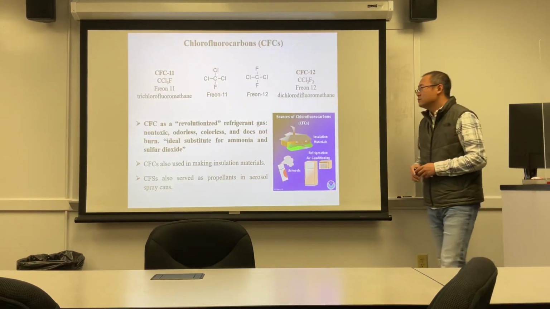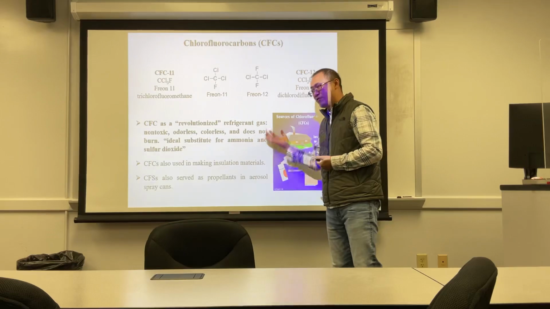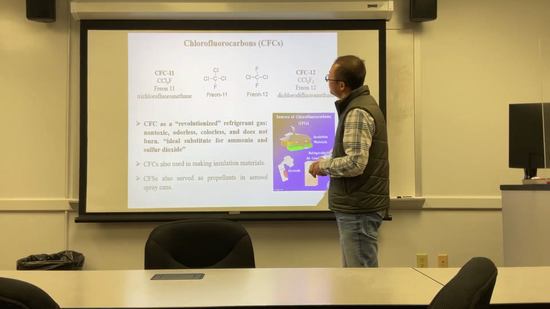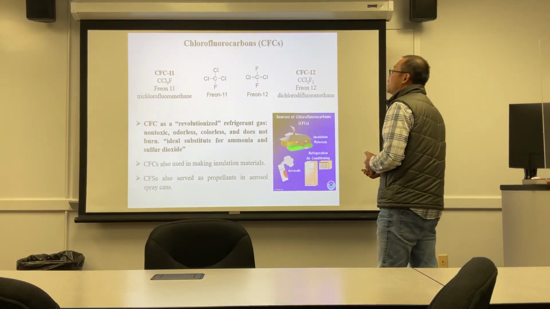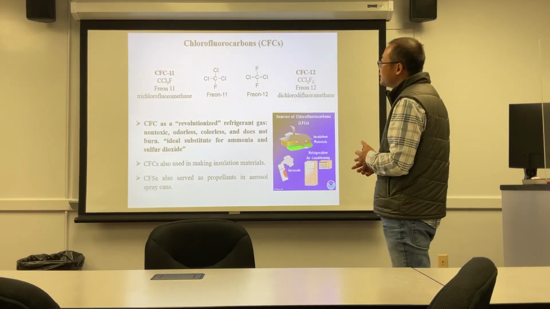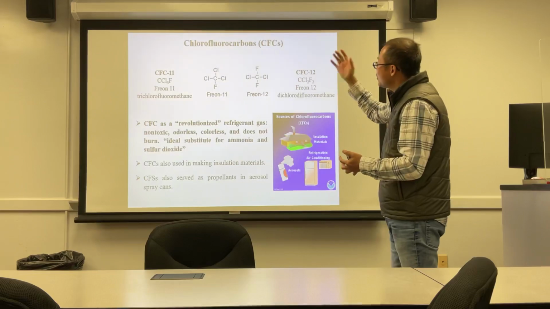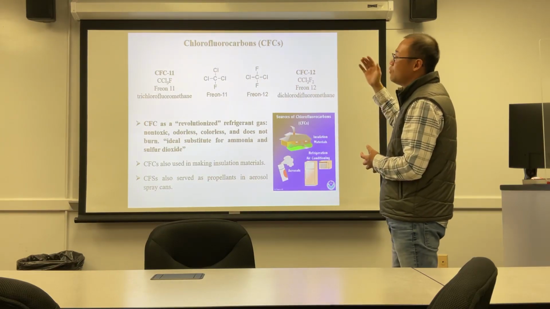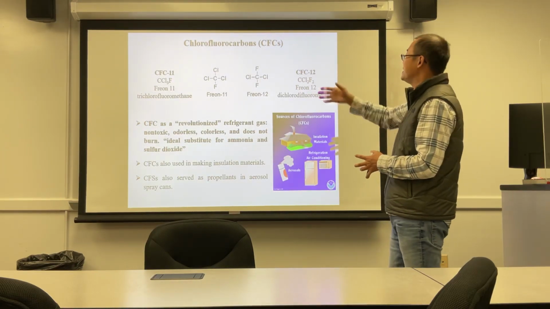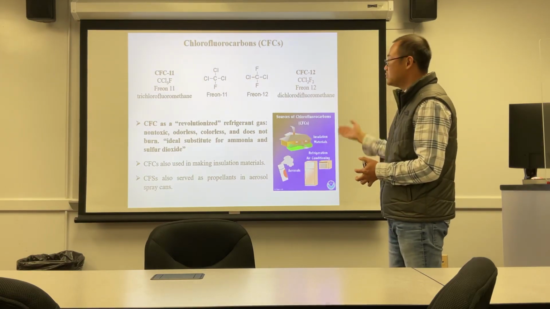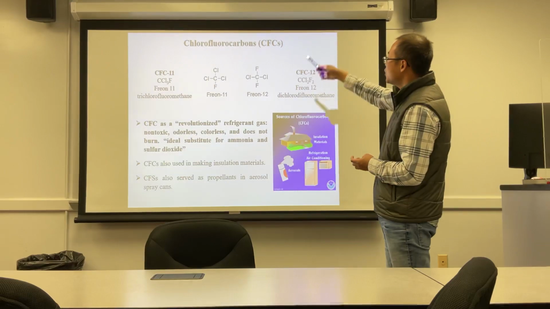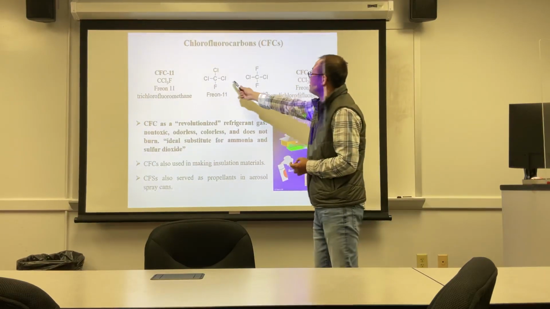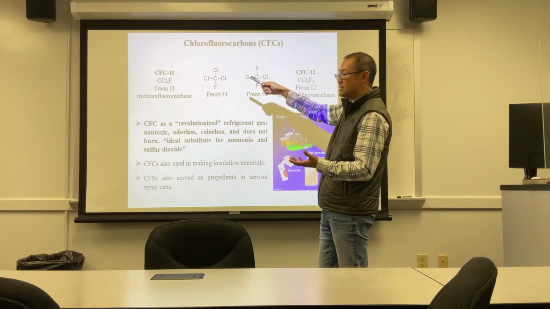The evils, now we know, are these two guys. It started with these two guys, a group of compounds called chlorofluorocarbons, shortened as CFC. Everybody knows what CFC is. The reason we call them chlorofluorocarbons is they have a structure like this. Again, these are Lewis structures. You can see that.